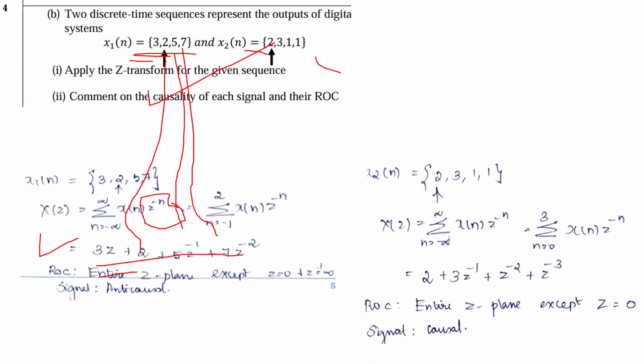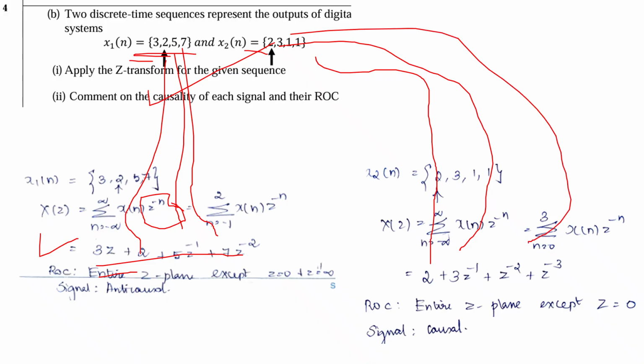Similarly, for this one, the 2 is at 0, so the term is 2. Then 3 is here, so 3z to the power minus 1, and 1 is there, so 1 into z to the power minus 2. And 3, you can check 1, 2, 3, so here z to the power minus 3 and 8.